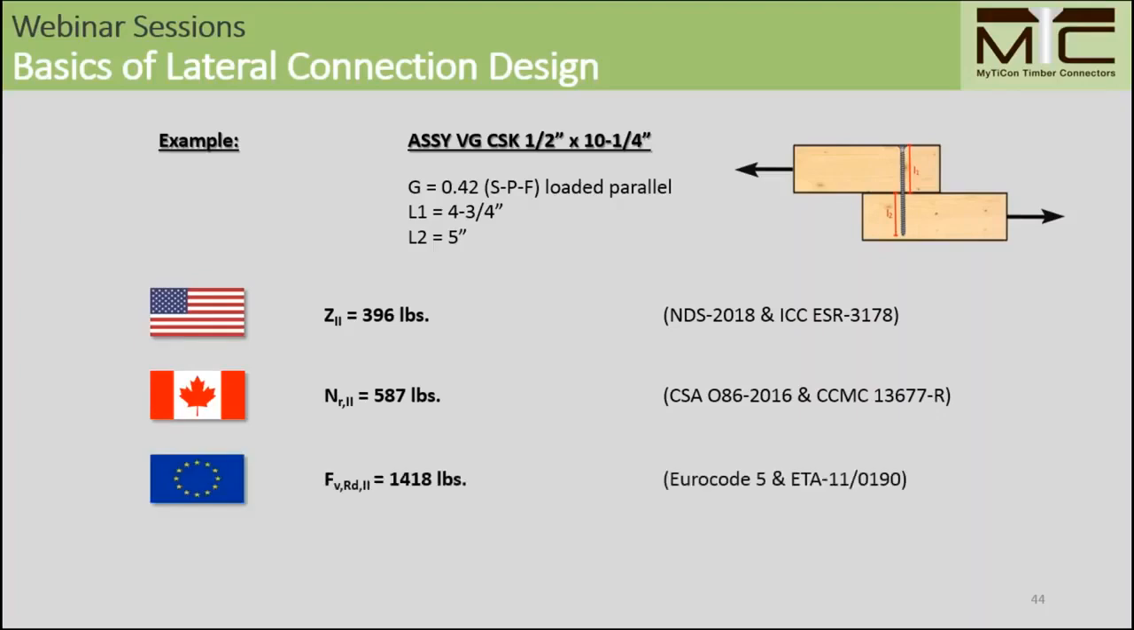But calculating now with the provisions of the EC5, respecting the rope effect, we will get a seemingly astronomical value of 1,400 pounds. So this is a factor of 3.5 between the US and the European value. So why is that so?